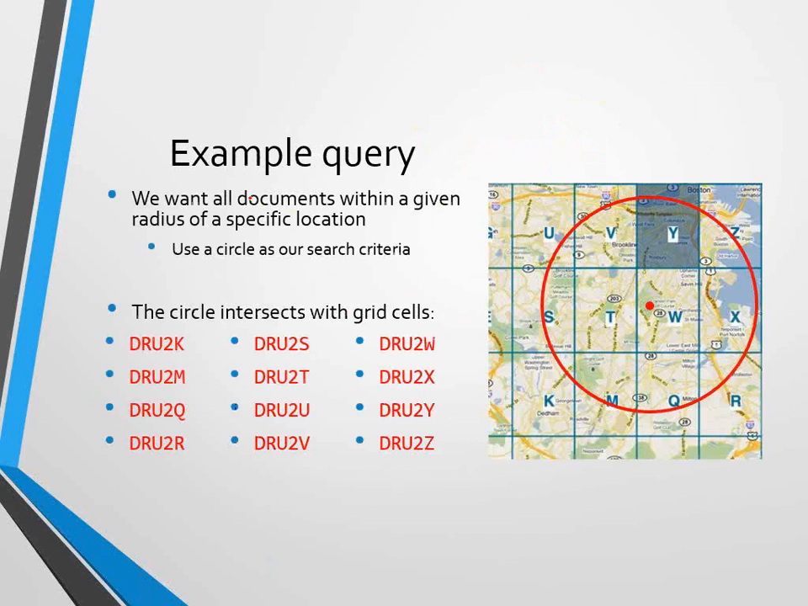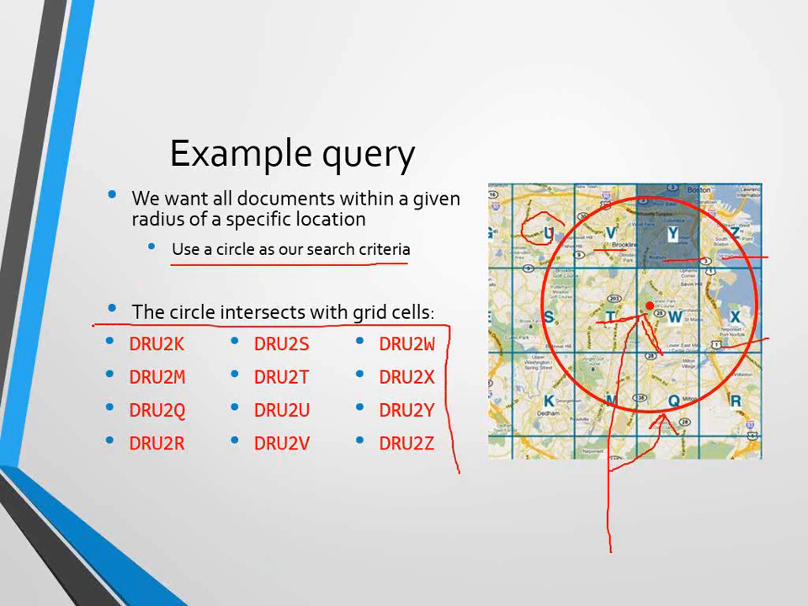Again, for example, if we wanted to query our index to find all the documents within a given radius of a specific location, we would use a circle as a search criteria. So you can see on this diagram that this is our location, and I've specified a certain radius, which then becomes our circle. You can see that the circle intersects with 12 grid cells. It intersects with U, V, Y, Z, X, and so on. I've listed them all here.